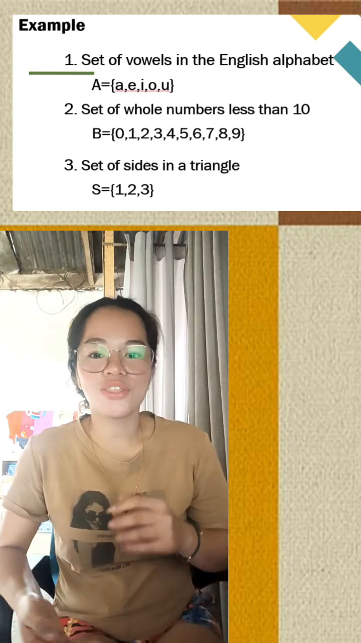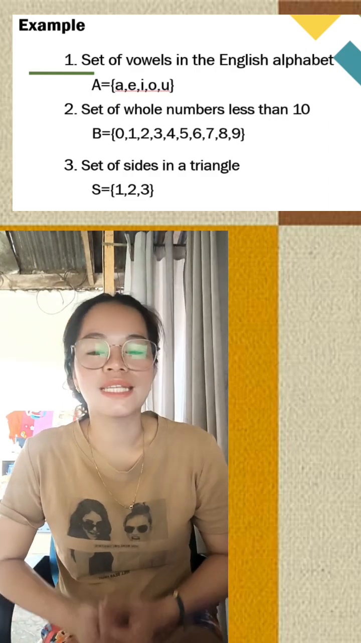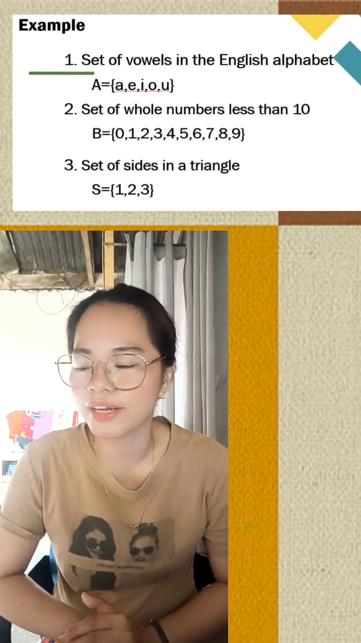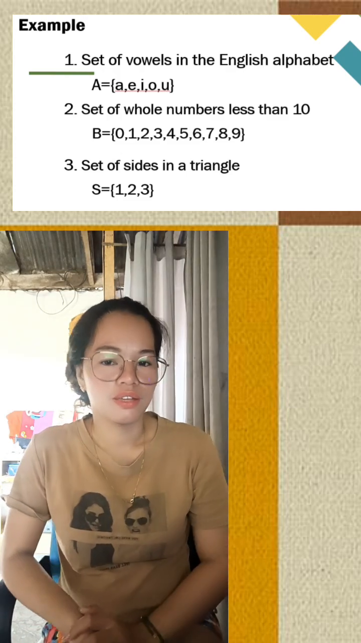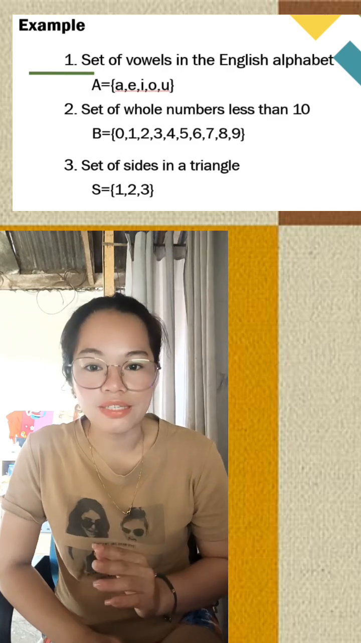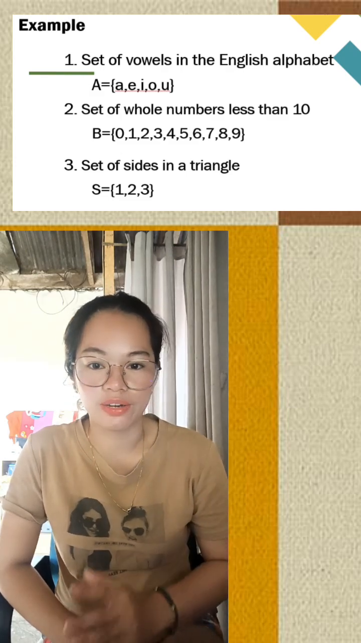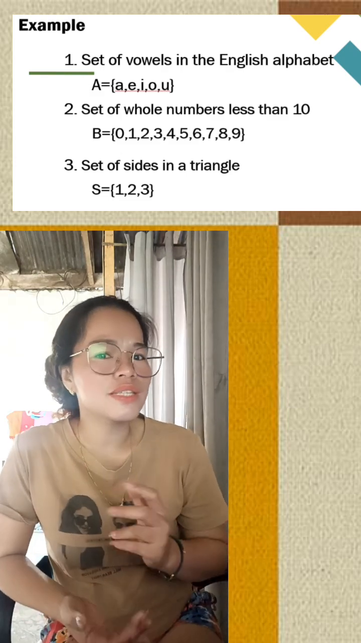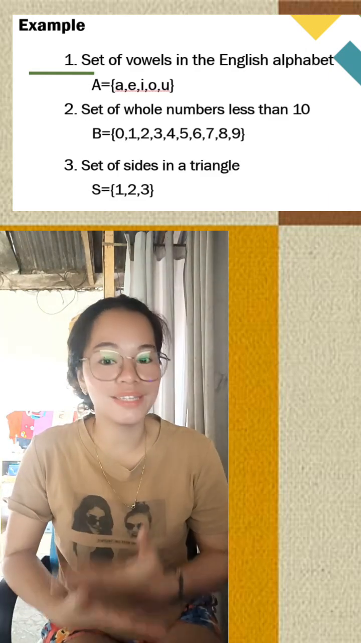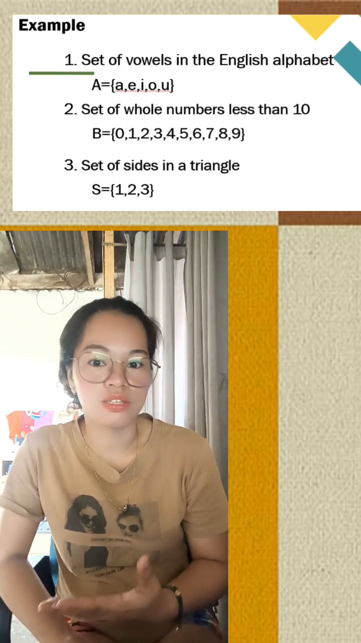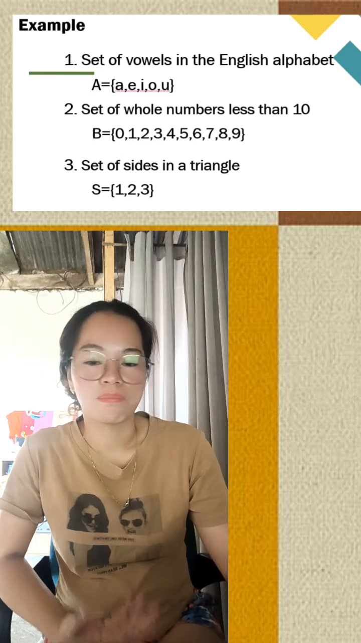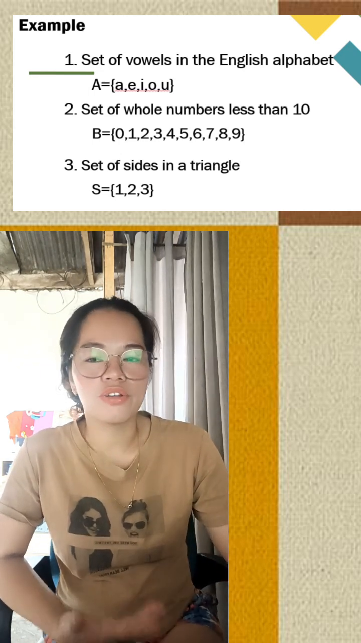Clear? Another example is the set of the sides of a triangle, which we can write as S. How many sides are there in a triangle? There are 3 sides. So we can write the set S is equal to {1, 2, 3}, so there are 3 elements, right? That is a finite set because we can count the elements of that set. Okay, clear? Makes sense.